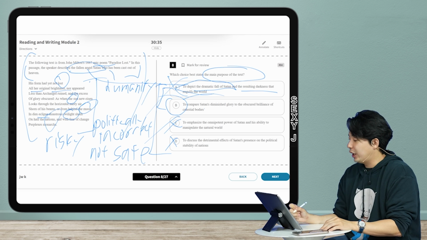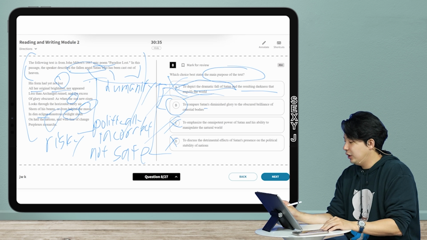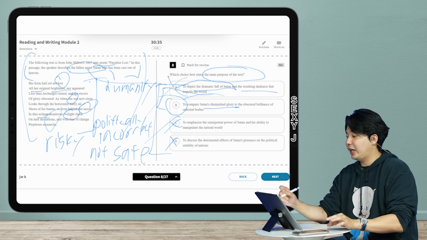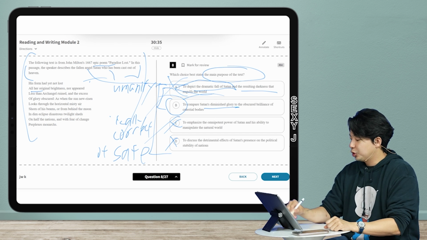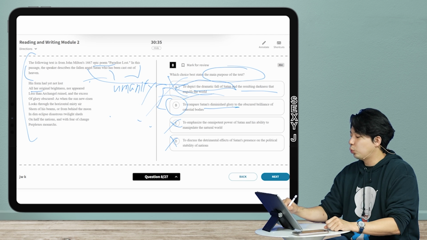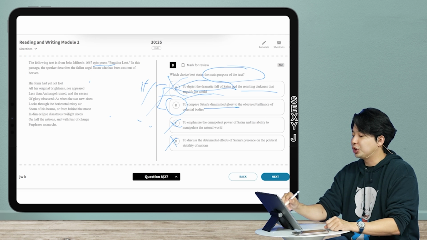Now let me explain to you why that is. To compare Satan's diminished glory. And this is exactly how you do these questions. You put pressure on the wording, so that once I put pressure on the wording, this is what the correct answer should sound like.